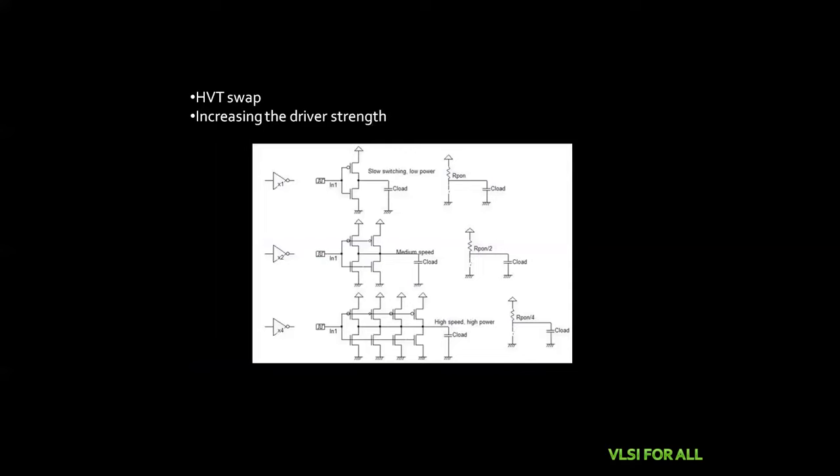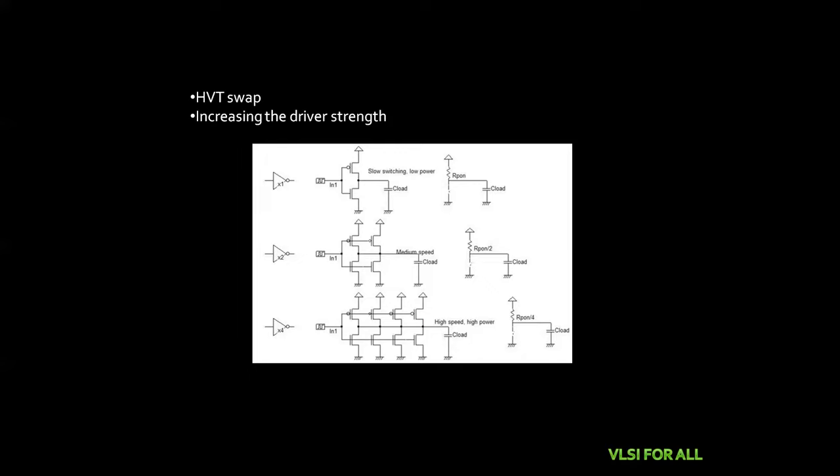Next one is the HVT swap. Here we need to keep the threshold value at the lowest value, the minimum value, so that the resistance value decreases. With the decrease in the threshold value, the transition time decreases, not the transmission time, sorry. So the low threshold value provides the low transition time, so the propagation delay decreases.